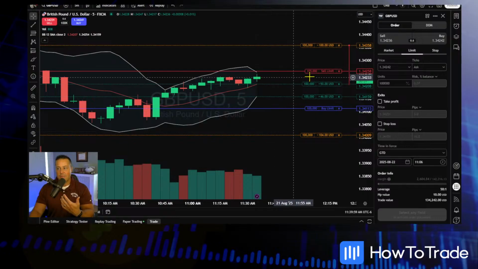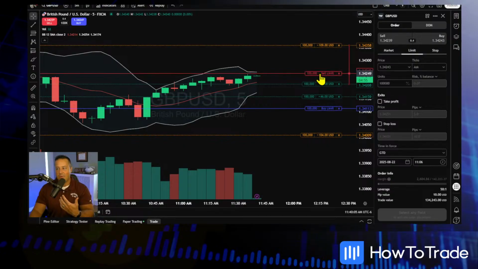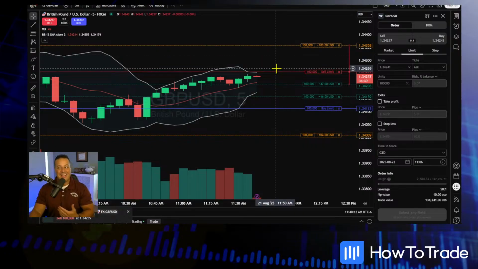This ride here was a near miss. Almost got filled there, but we may get filled right in here. Tough to say. You want to stay right on that upper Bollinger Band, though. Labor-intensive trading strategy, guys. So if you're fidgety and you love to work the buttons and you love to trade, that's a pretty good one.